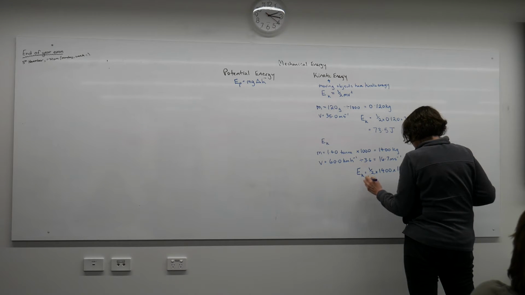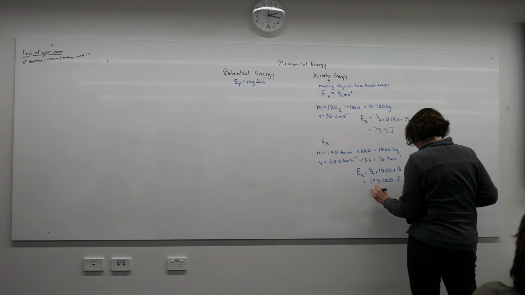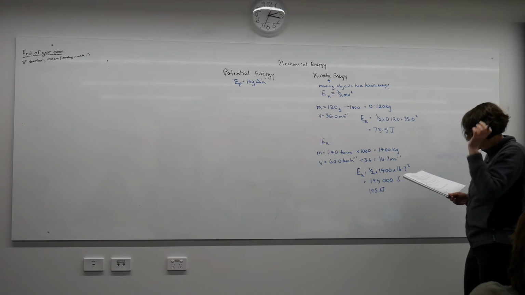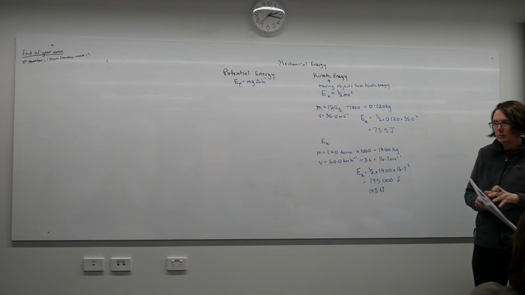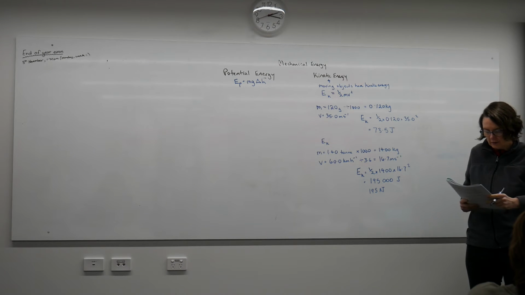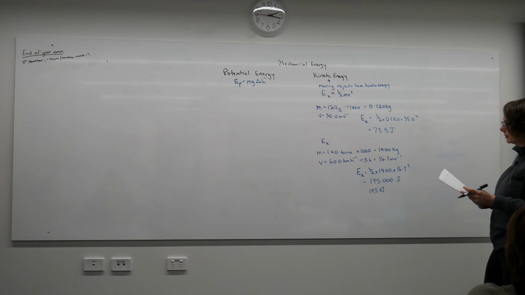Which then gives us 195,000 joules, or 195 kilojoules. So that's a lot of energy, isn't it? Which is why car crashes can cause a lot of damage to the cars and the occupants.